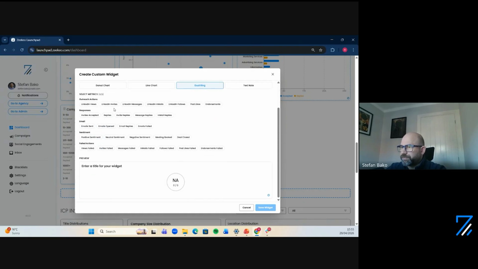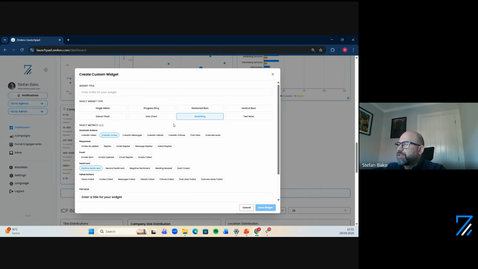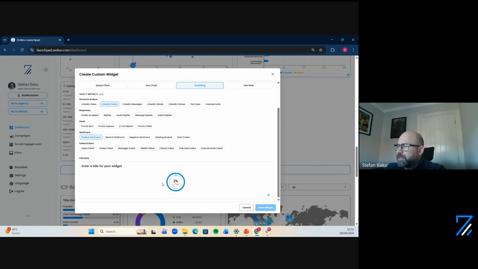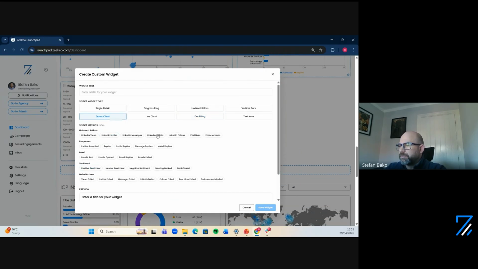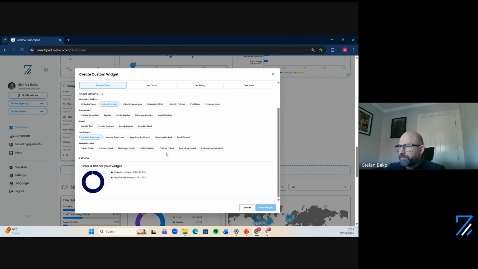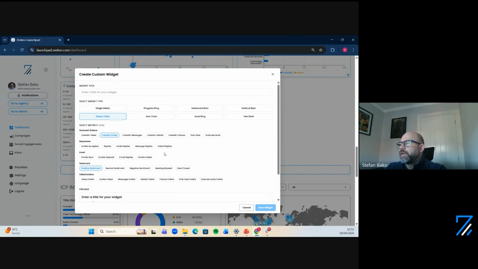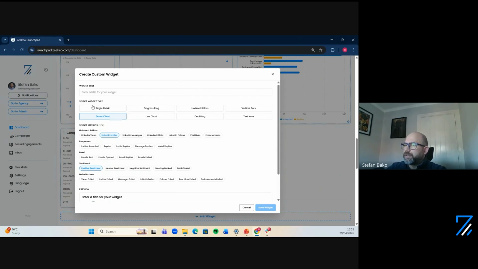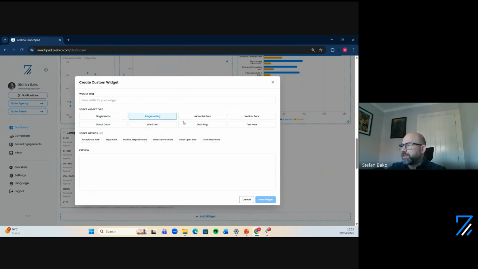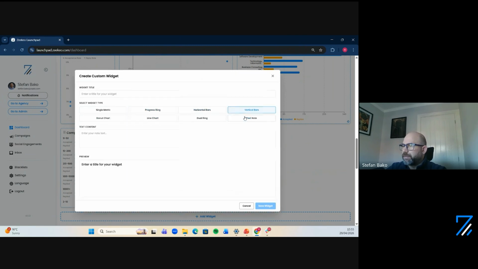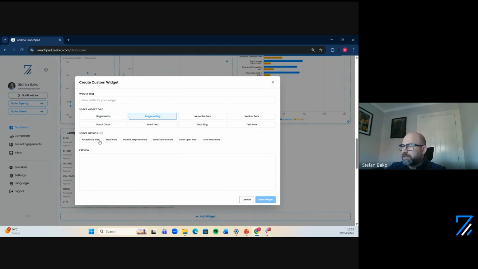I can do a ring as well, LinkedIn invites versus positive sentiment, the percentage. So it's a clear indicator. And then donut charts, again, you see an indication. So based on what you need to see, you can combine the data in a chart, and again, you can add a text note. Once you've done it, you just select it. Just don't forget to give it a name, and then save the widgets.